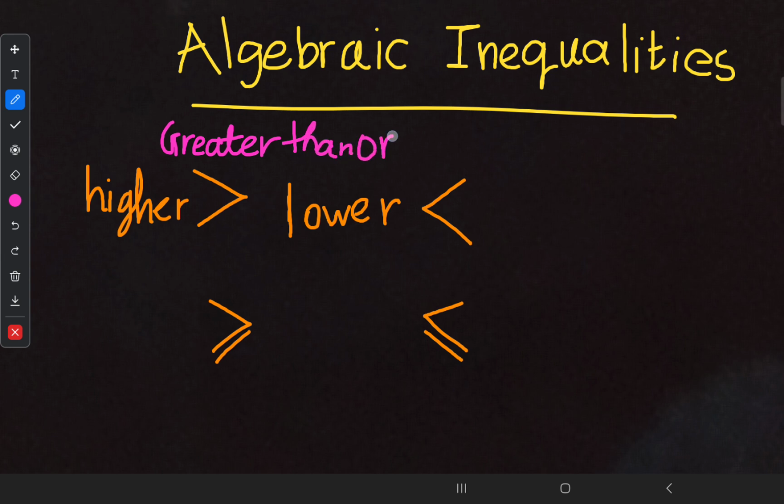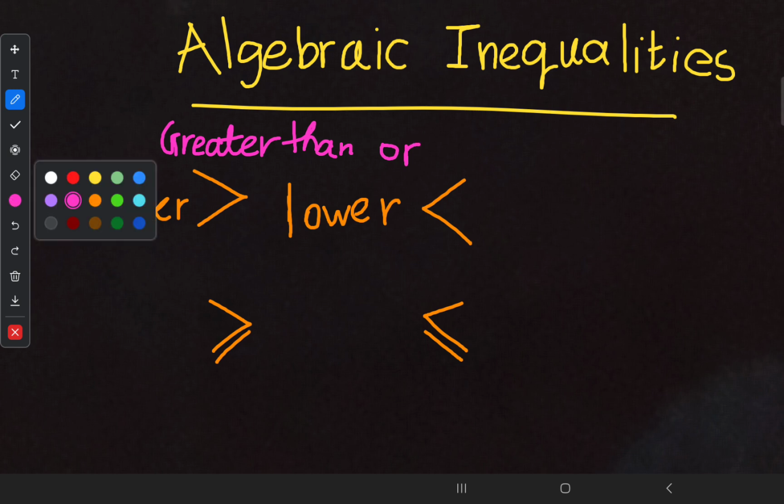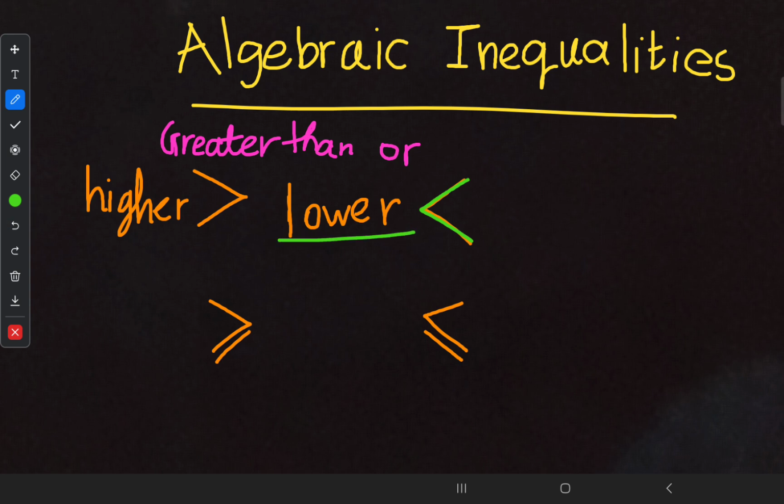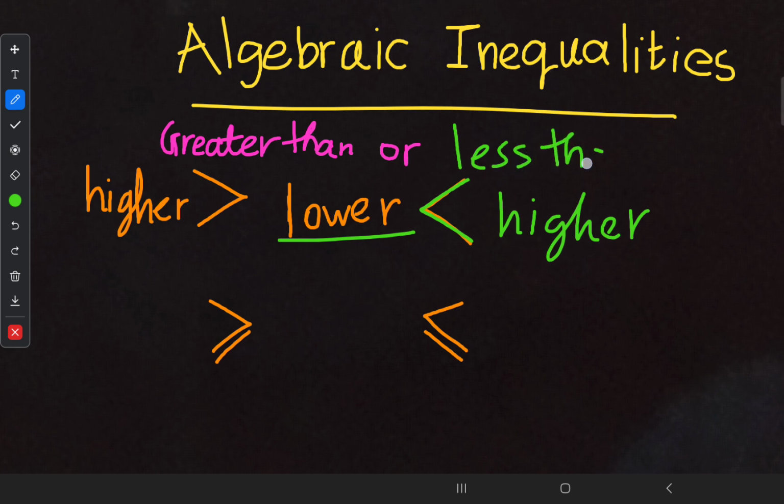Similarly, let's discuss our second one. When you look at this one, the pointed side indicates the lower value, and in the open side we indicate the higher value. The name of this symbol is less than. You have to understand why we are using these terms.